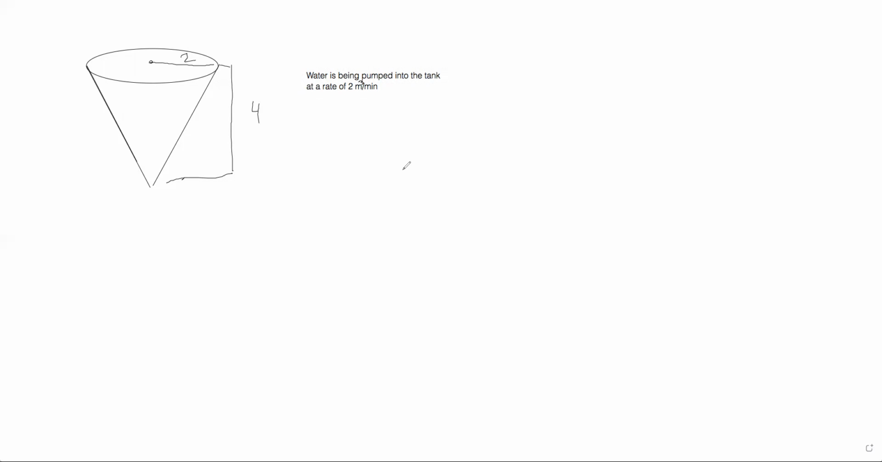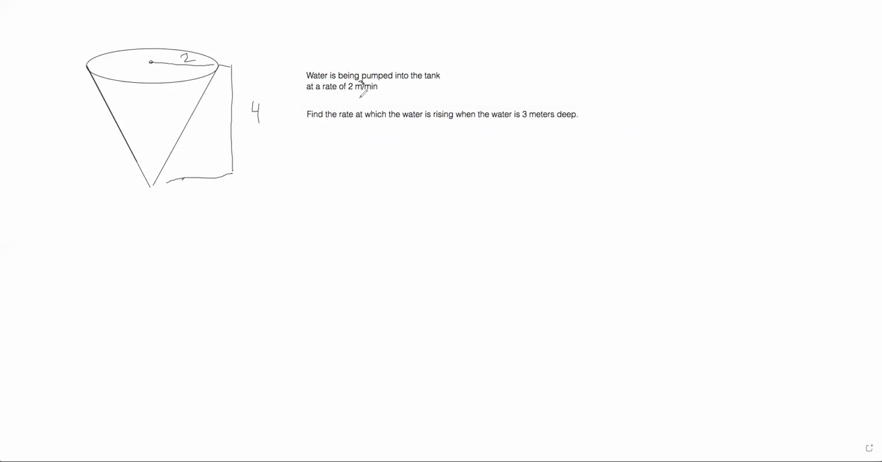2 cubic meters every minute. Find the rate at which the water level is rising when the water is 3 meters deep. So I'm assuming we'd want to find the volume of the cone as well, or would that not be necessary?